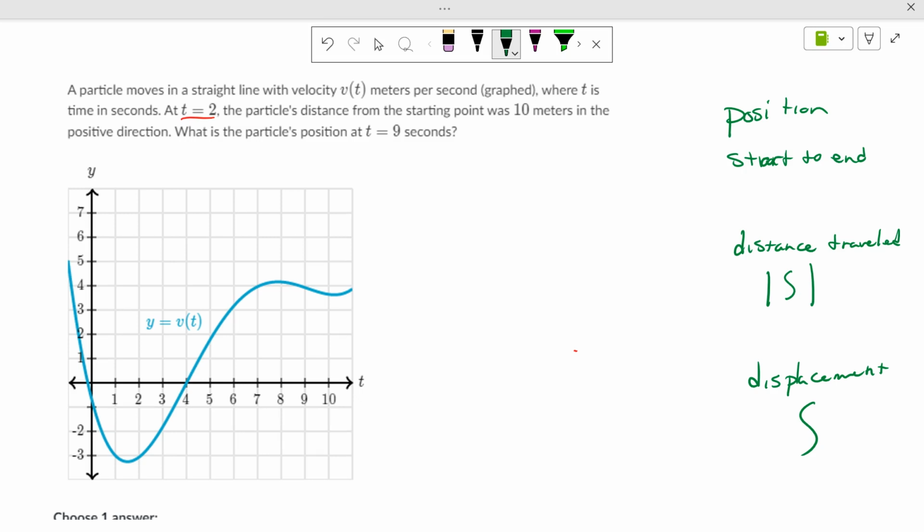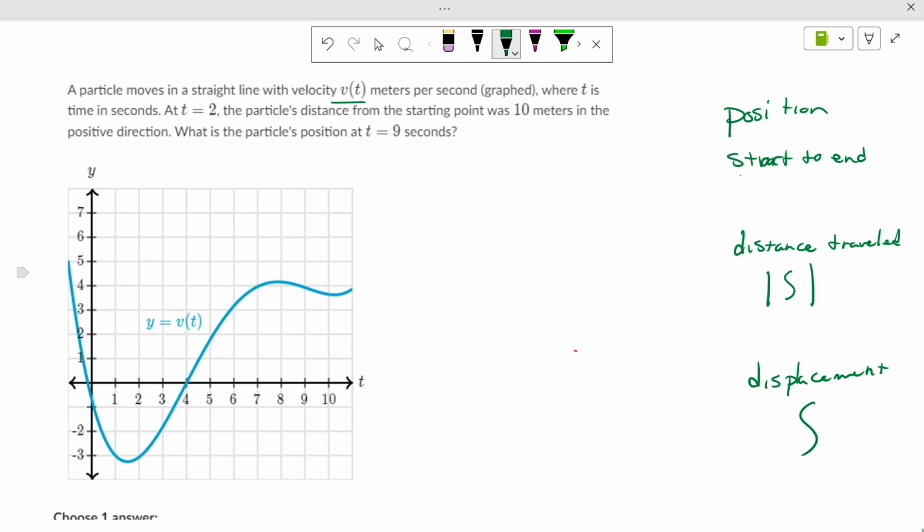Position from 0 is different, you might start at a different point, so you have to add that in. And distance traveled is just the absolute value of the integral, because it might go back and forth. Okay? So this one, a particle moves along a straight line at v sub t meters per second, where t is the time in seconds.